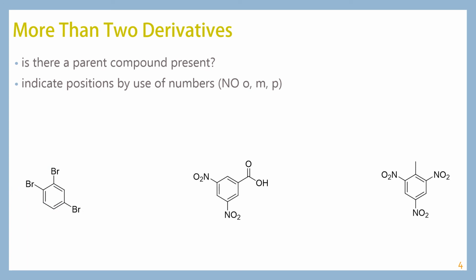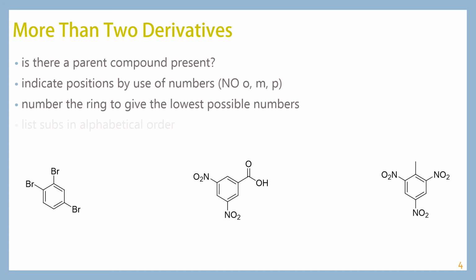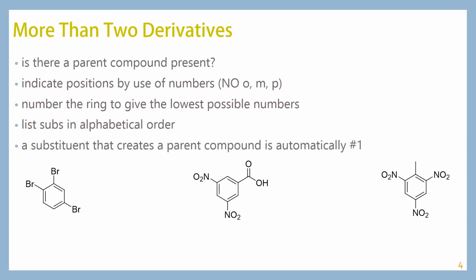So instead, you use numbers. You number the ring in the direction that gives you the lowest possible numbers overall, and you're going to list your substituents in alphabetical order. So these are all the same rules as when you're naming cyclohexanes. The only exception here is that if you have a substituent that creates a parent compound, it is automatically number 1, even if that wouldn't be the best numbering scheme. You still have to make it number 1.